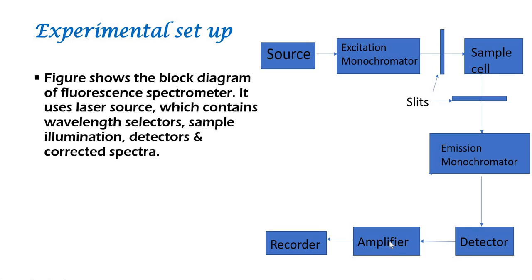This is the detector, amplifier and recorder, which records the variation of signal with time, temperature, concentration, polarization or other variables which may be required. We will see the description of each and every block. First of all, the source. The continuous light source is a 150 watt ozone-free xenon arc lamp.